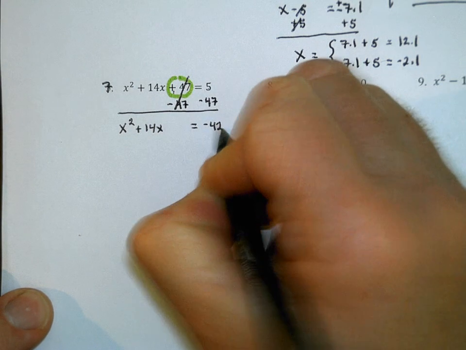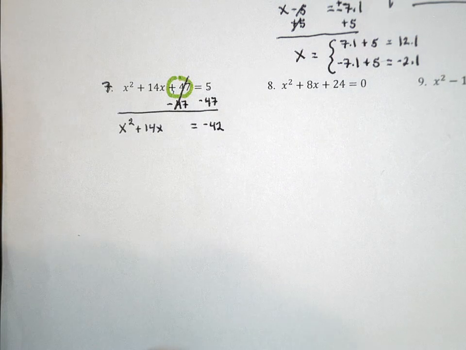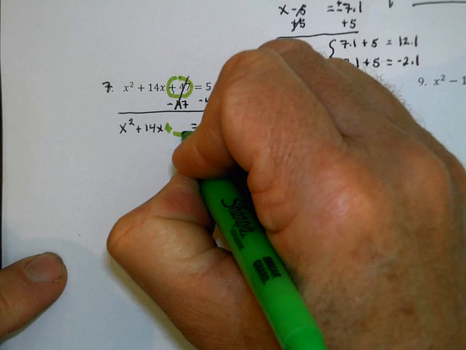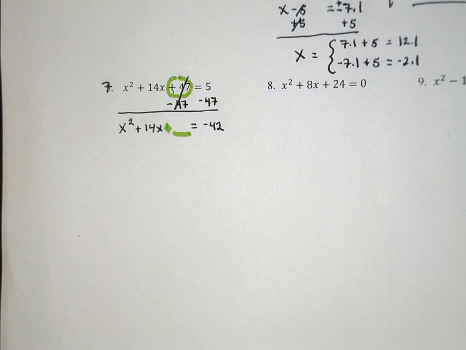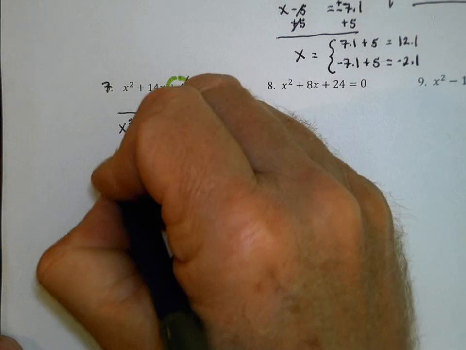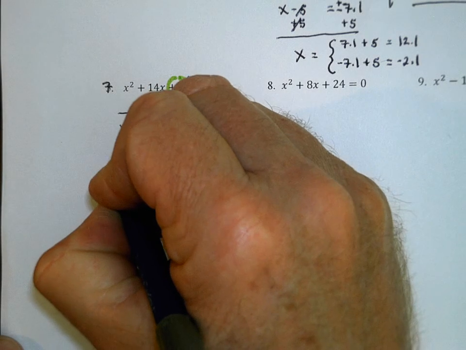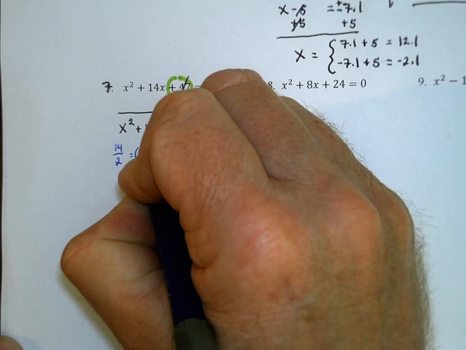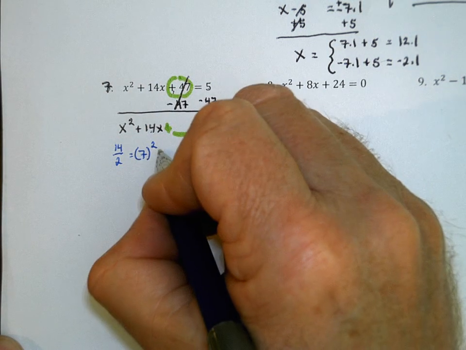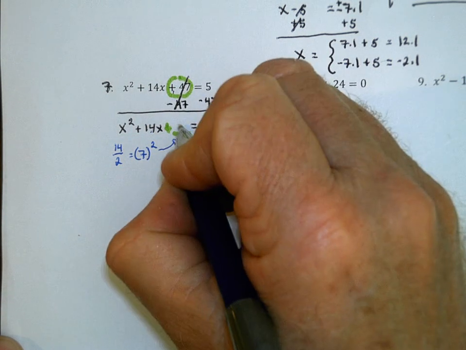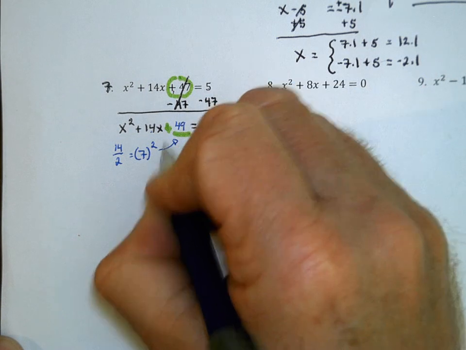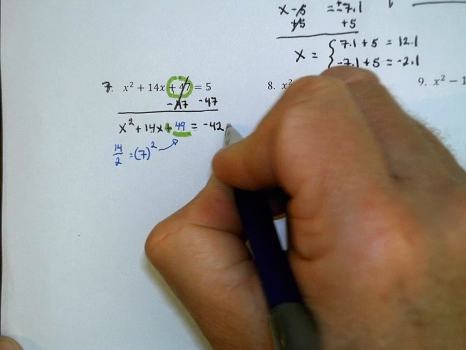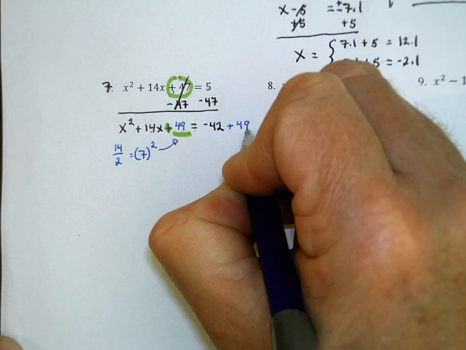And then I'm going to create a new c value right here. So I'm going to go plus, and I'm going to create a new c value by completing the square. So I take my b value, 14, I divide it by 2, that gives me a result of 7. I take that 7, I raise it to the second power, and whatever that equals, that's my new c value, so I get 49. Since I added 49 to the left of the equal sign, I also have to add 49 to the right of the equal sign.